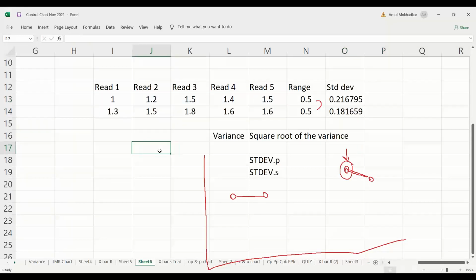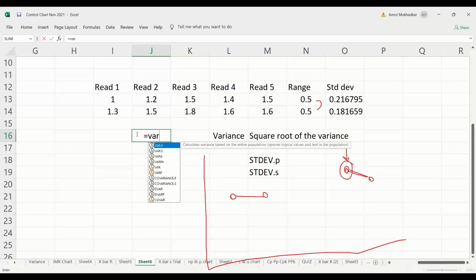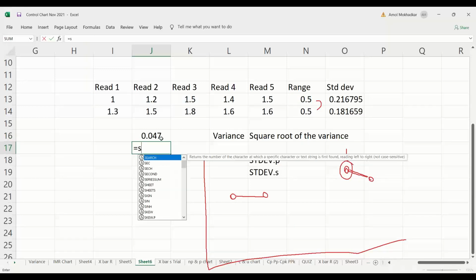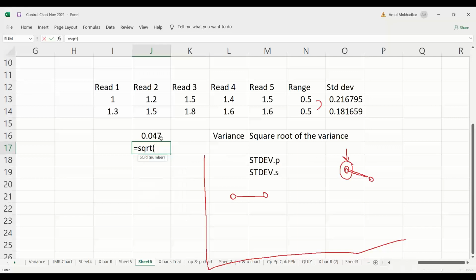Secondly, that day I couldn't find that formula, so today I will do the variance calculation. You just use VAR, and it is from the sampling basis, so you just use the variance formula. This is the variance, and if you take the square root of this, SQRT of this, you will get the same value of 0.216795. So this is the variance we have calculated. Variance is 0.047 and the square root of that variance is the standard deviation, that is 0.216795.